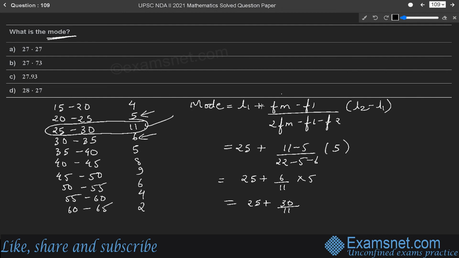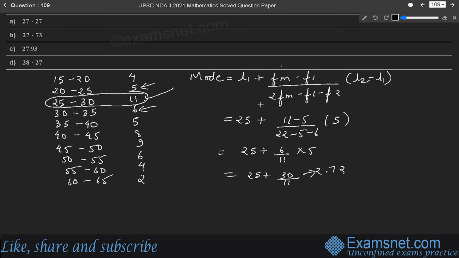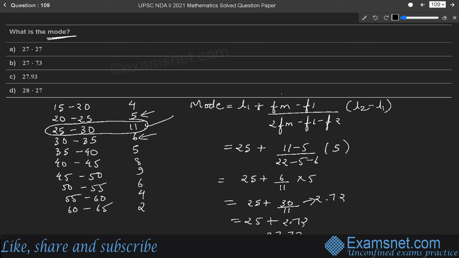11, and it will be 2.72. 30 upon 11 will be 2.72 something. So 25 plus 2.72 will be 27.72 something, approximately 27.72. So now let us see the options. Option number B is 27.73. So option number B is approximately correct. This is the mode for the question.